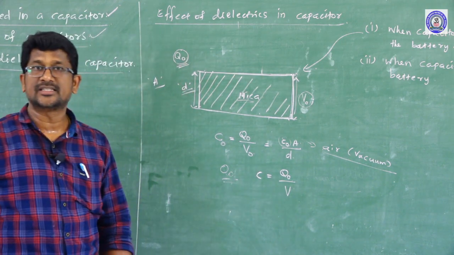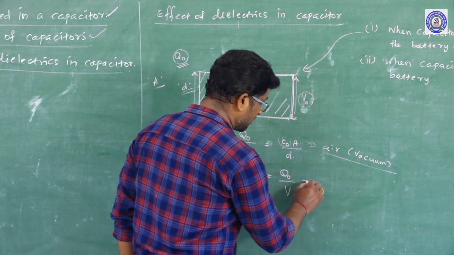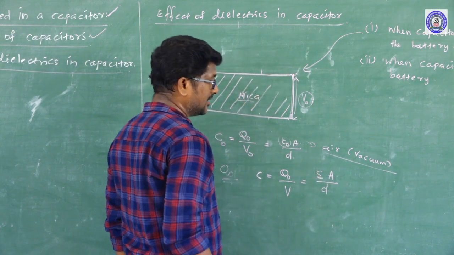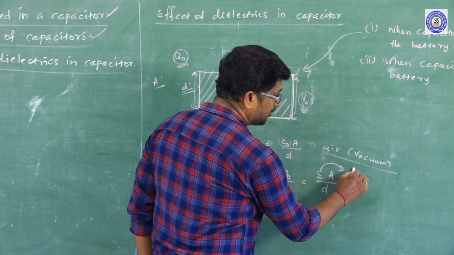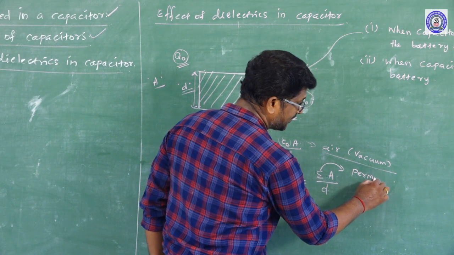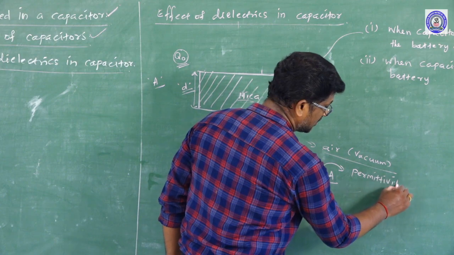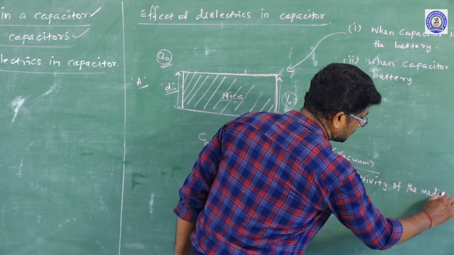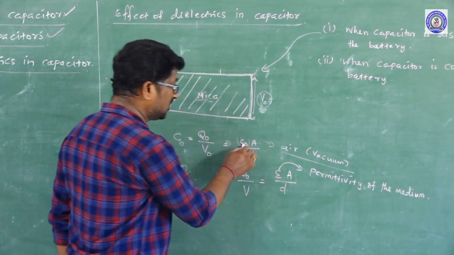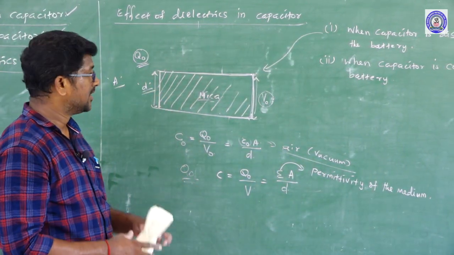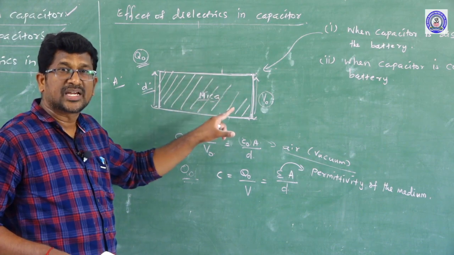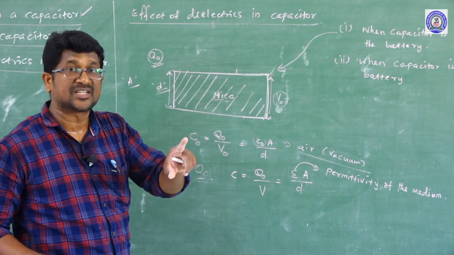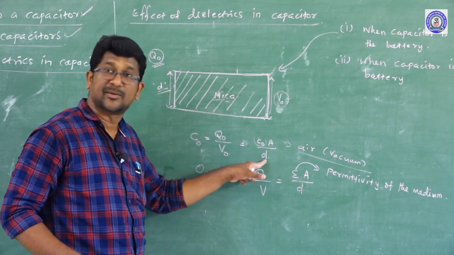naught divided by V, or another formula, epsilon A divided by D. Epsilon, permittivity of the medium. Epsilon naught, permittivity of free space. If the medium between the plates of the capacitor is air or vacuum, then the capacitance expression can be written as epsilon naught A divided by D.